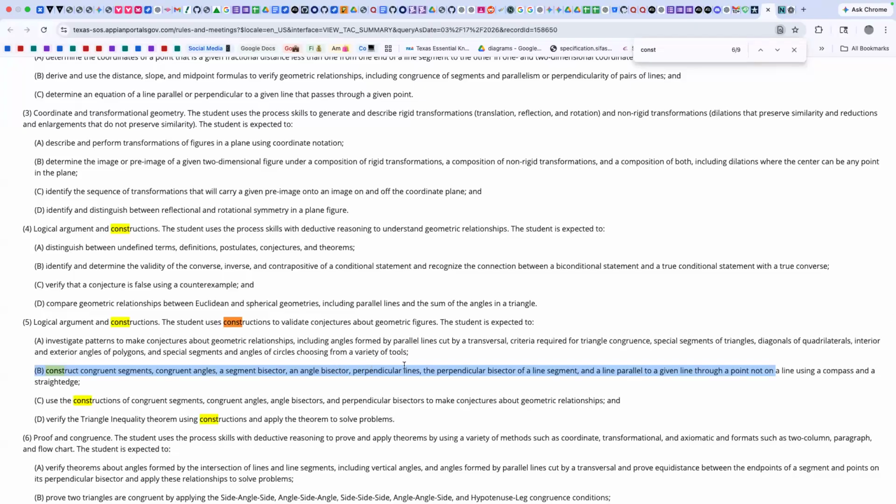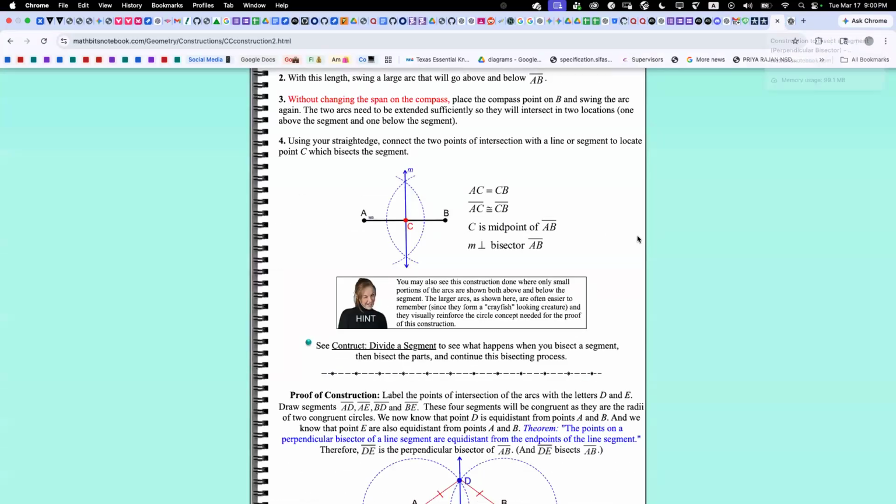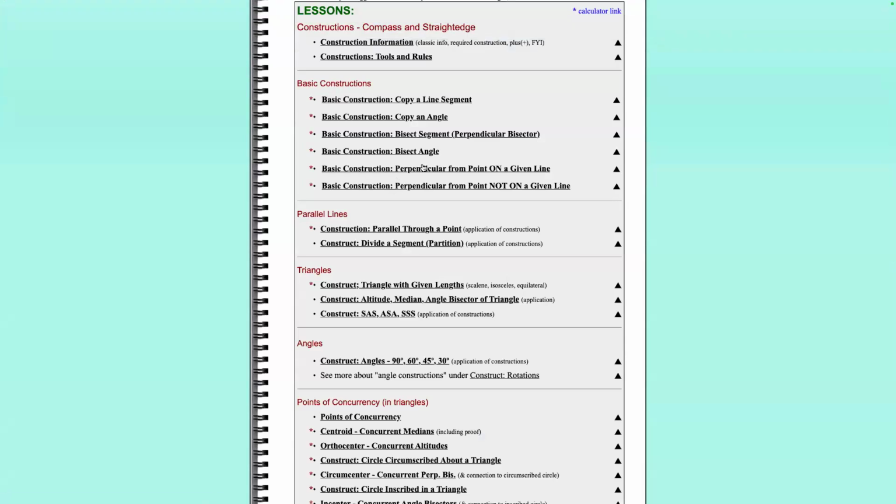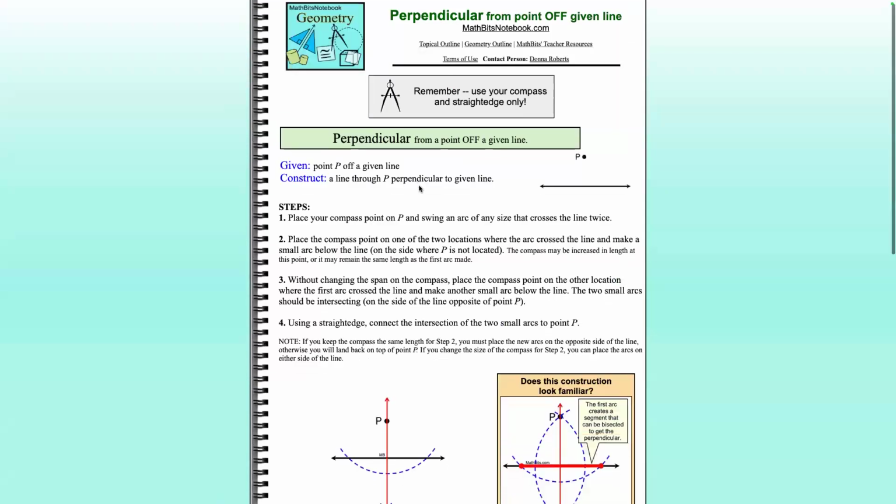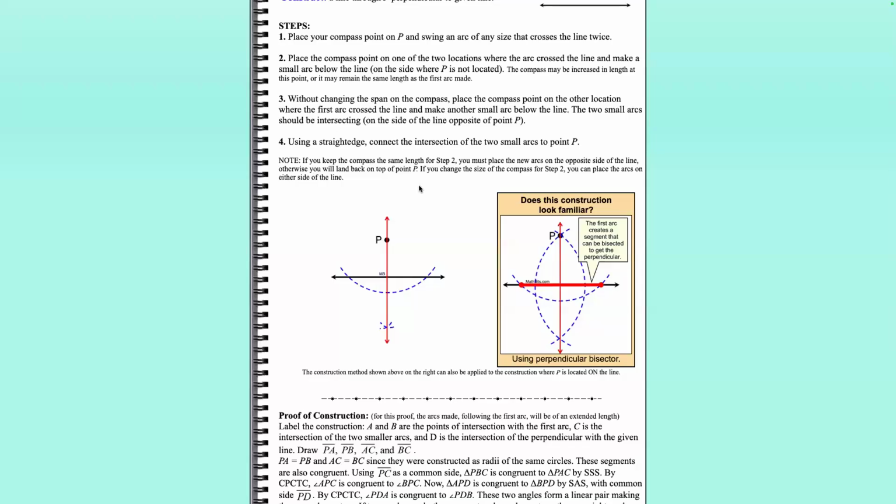Angle bisector, perpendicular bisector of a line segment, line parallel to a given line through a point not on the line. Okay. That is an easy one again. On a given line is very easy. That's why they have given not on the given line.